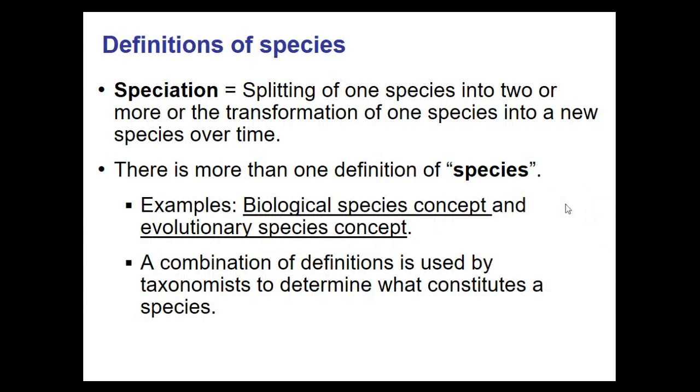Okay, I keep using the word species, and there's more than one definition for this word. There's no real perfect definition of the word species. A species just is a kind of organism, right? But what exactly does that mean? How do you determine if two organisms are the same species or different?